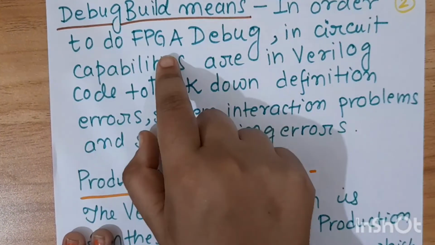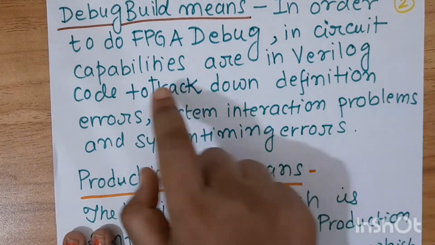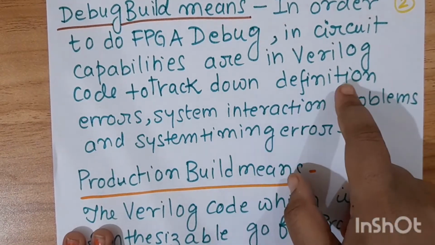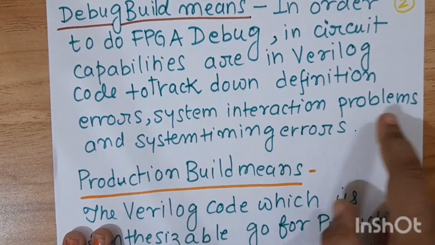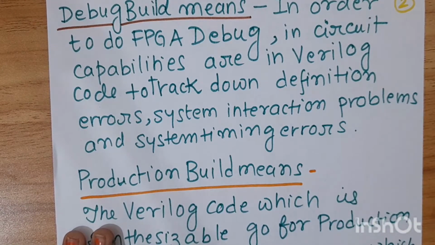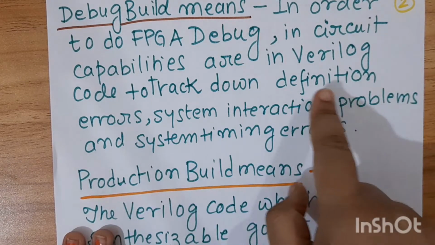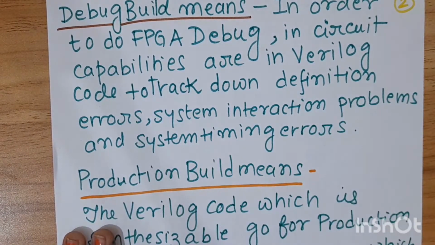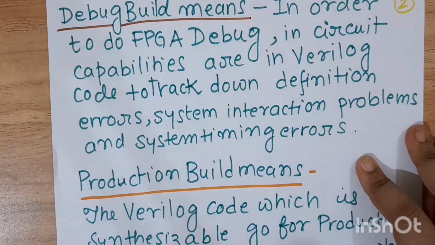In order to do FPGA debug, in-circuit capabilities are added in Verilog code to track down definition errors, system integration problems, and system timing errors. So this is a piece of code which enables the Verilog code going into the FPGA to detect or track the errors, which are as follows: definition errors, system integration problems, and timing errors. So that is what is meant by debug build.